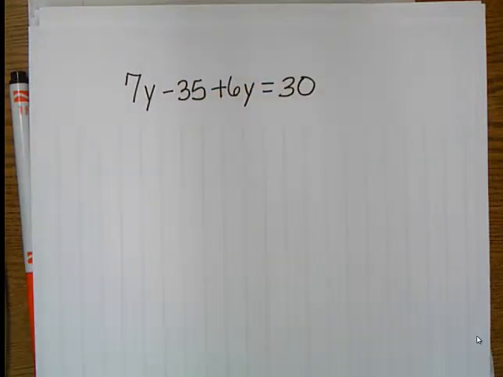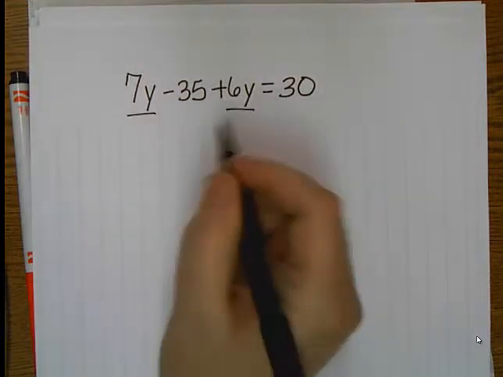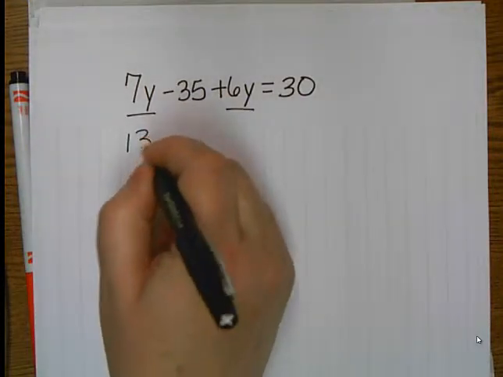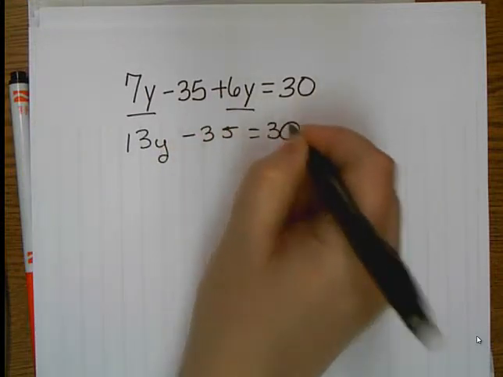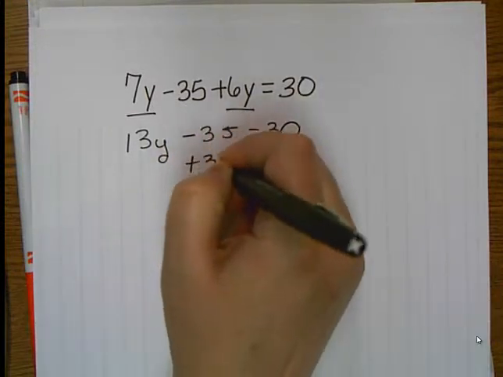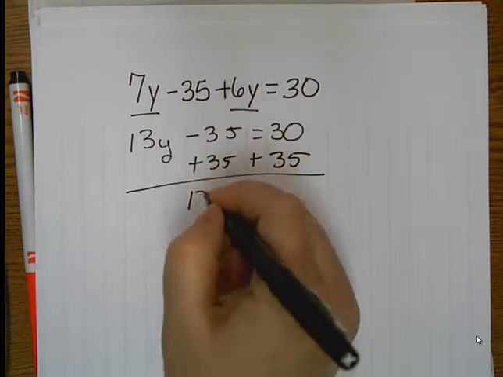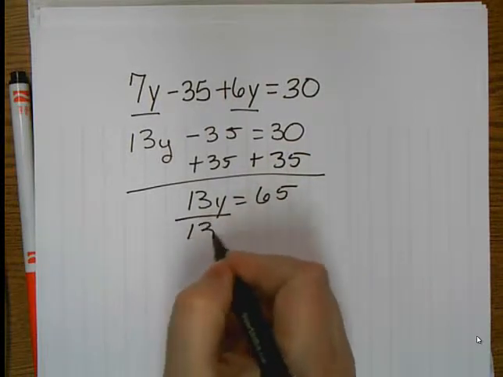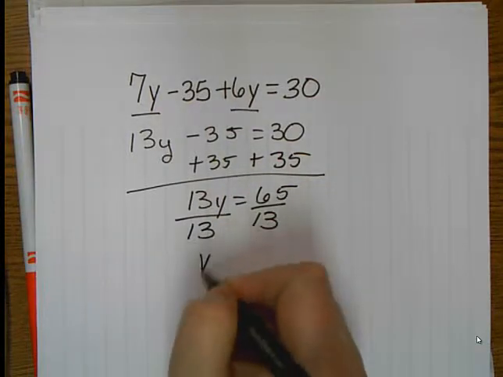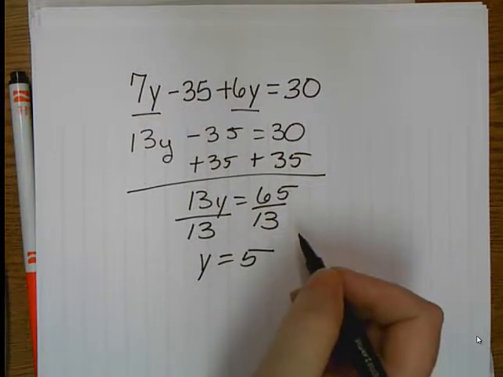Hit pause and work it out. Okay, so 7y and 6y is 13y minus 35 equals 30. I'm going to add 35 to both sides, and that's going to give me 13y is 65. Divide both sides by 13, and y equals 5. How did you do? All right, let's try another one.